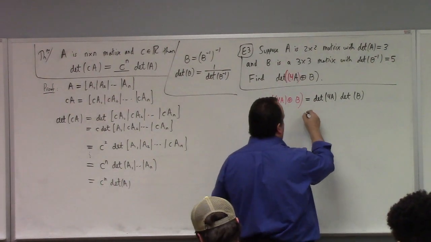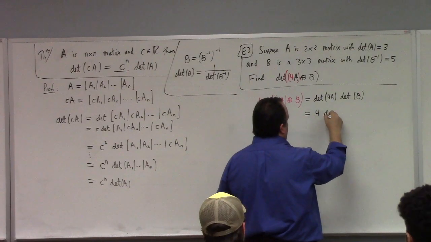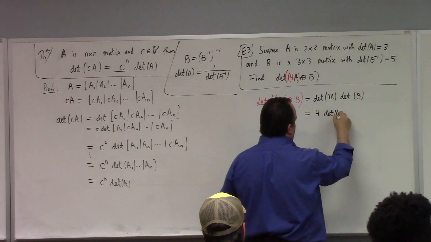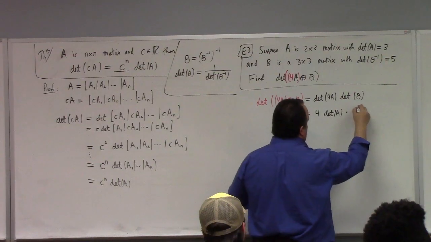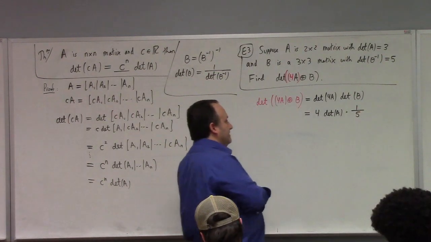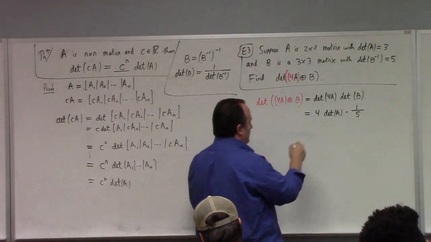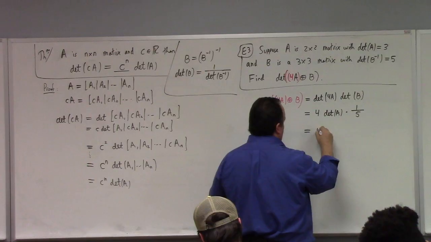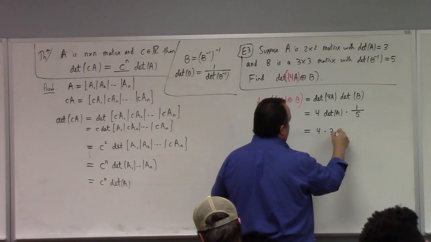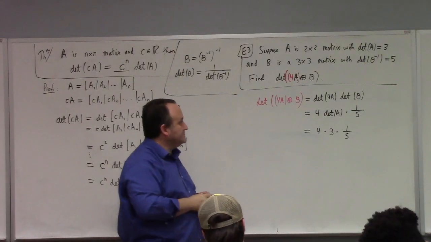So anyway, this is what then? 4 times what? 4 times the determinant of A, right? Because we pull out the 4. And the determinant of B is just 1 over 5, right? But the determinant of A is what? So we've got 4 times 3 times 1/5. Anybody going to stop me?